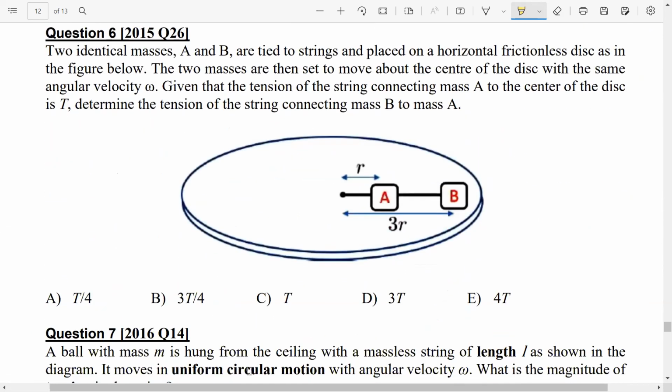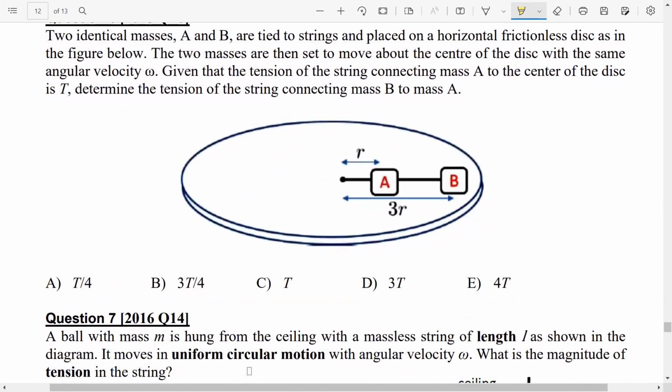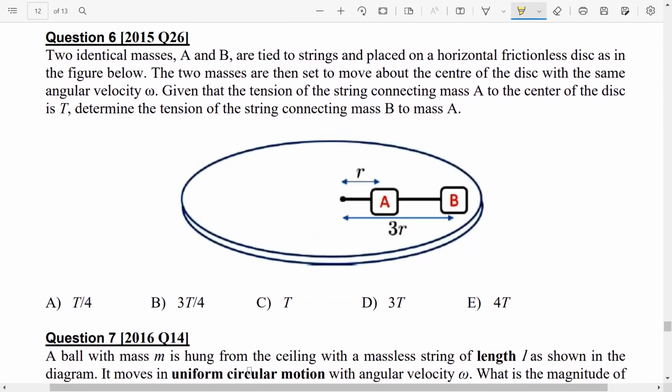Okay, question 6. You see, this is the extension of the last week one. When you have two objects with an acceleration, just that it's in a circular motion here, but it's the same thing.